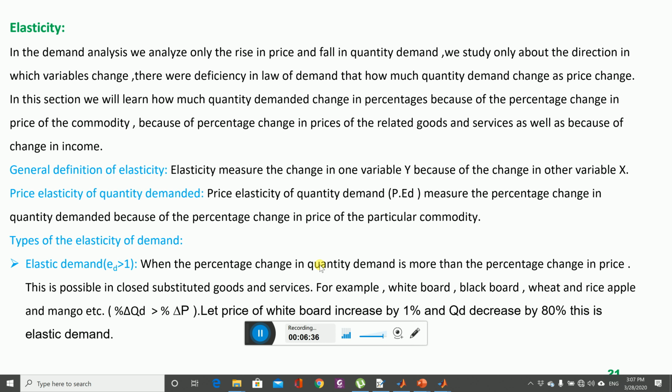When the percentage change in quantity demanded is more than the percentage change in price of any particular commodity, that is called elastic demand. This is possible in close substitute goods and services. For example, whiteboard and blackboard, both are close substitutes. Wheat and rice, both are close substitutes.